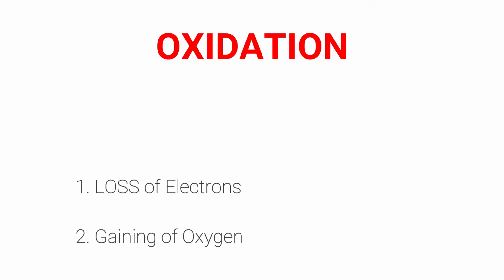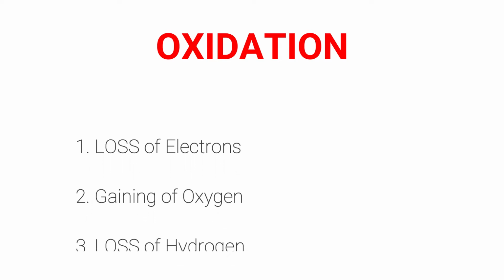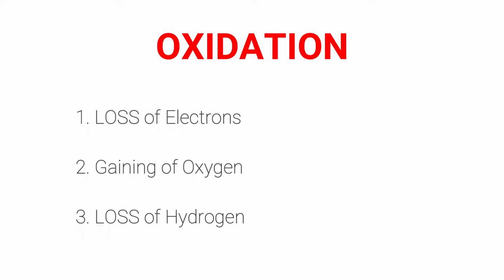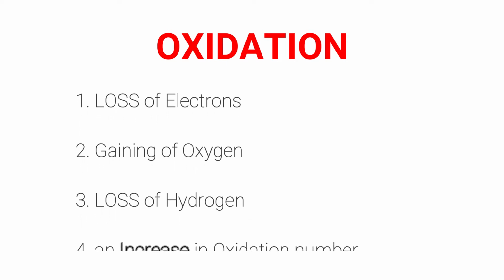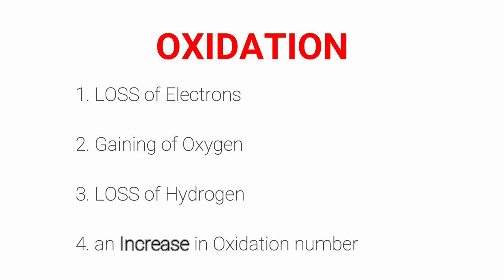So starting off with oxidation. Oxidation can be defined as the loss of electrons. Oxidation can be defined as the gaining of oxygen. Oxidation can also be defined as the loss of hydrogen. And oxidation can also be an increase in the oxidation number of that particular element during a chemical reaction.